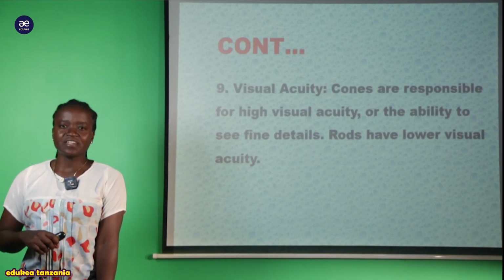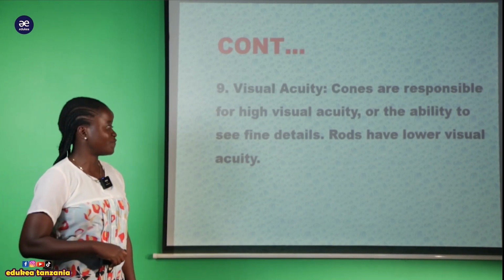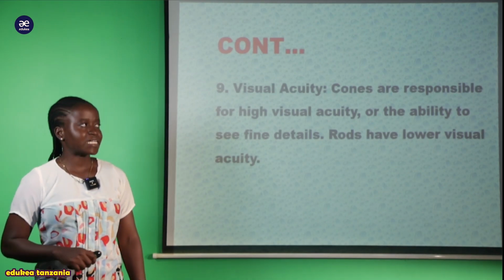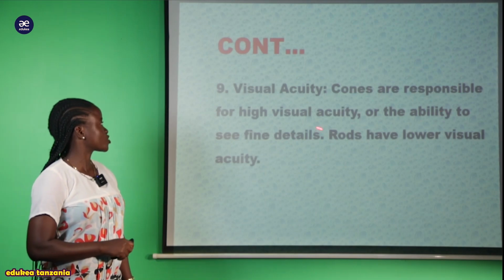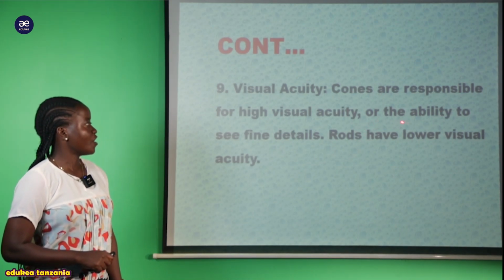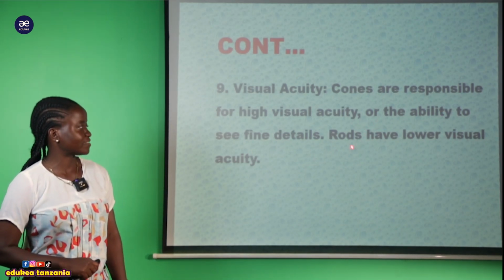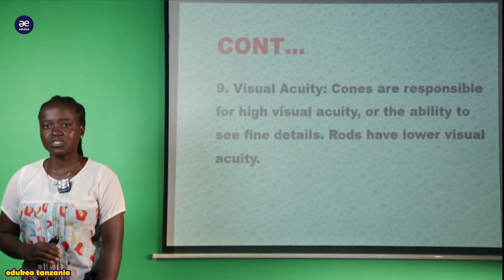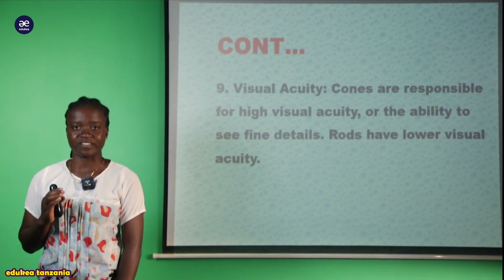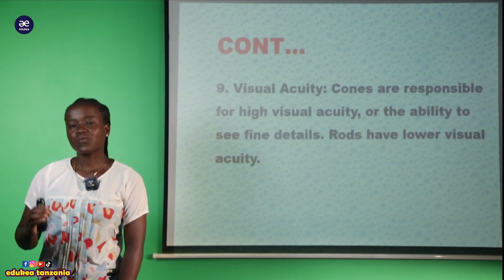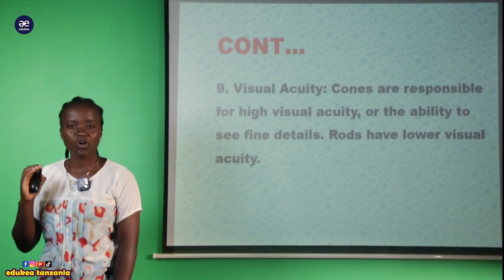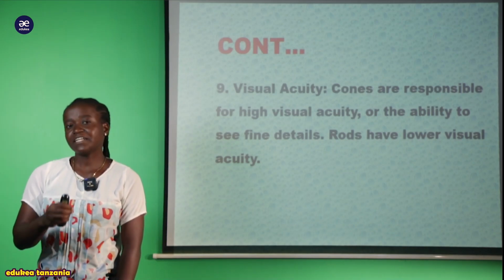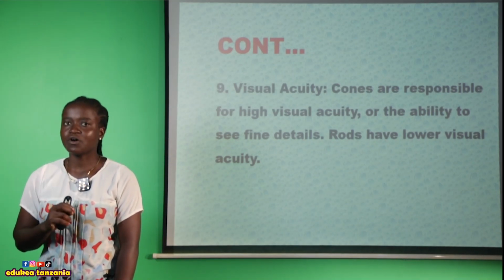But also we have another structural difference between the rods and the cones, that is visual acuity. We are saying that cones are responsible for high visual acuity, or the ability to see fine details, but the rods have lower visual acuity. When we say visual acuity, that is the ability to see a fine object. So cones have high visual acuity, that is, the cones have the ability to see different kinds of things that are fine material compared to the rods.